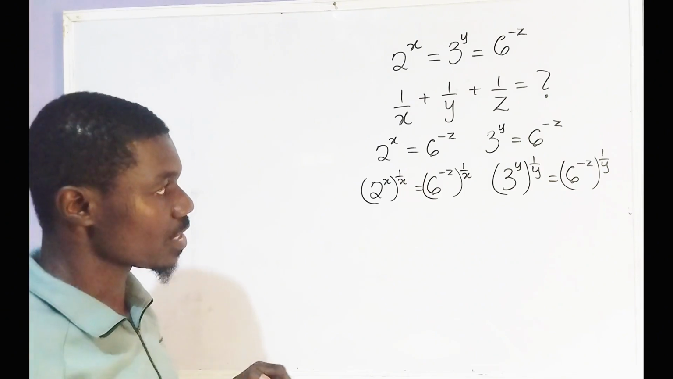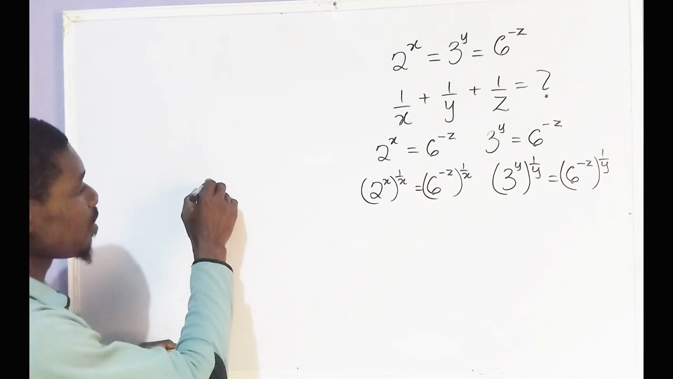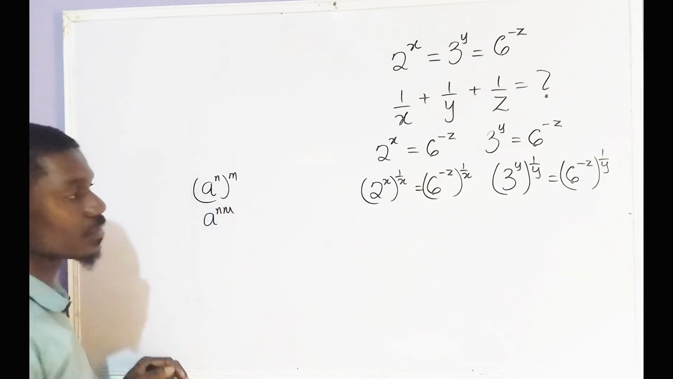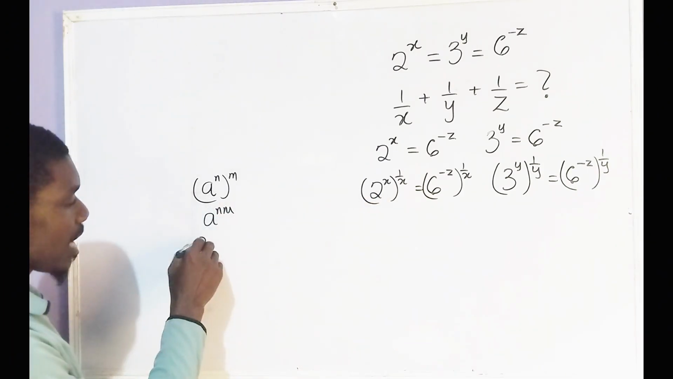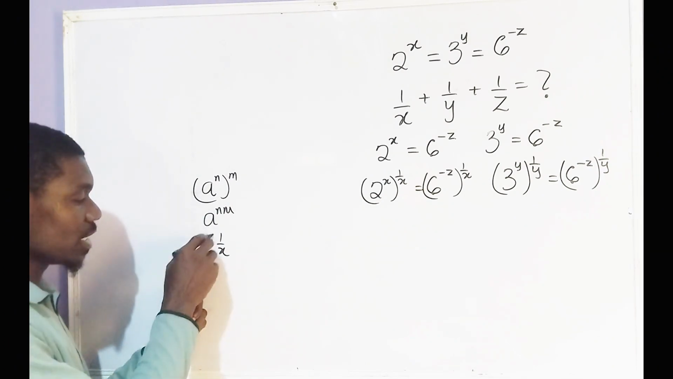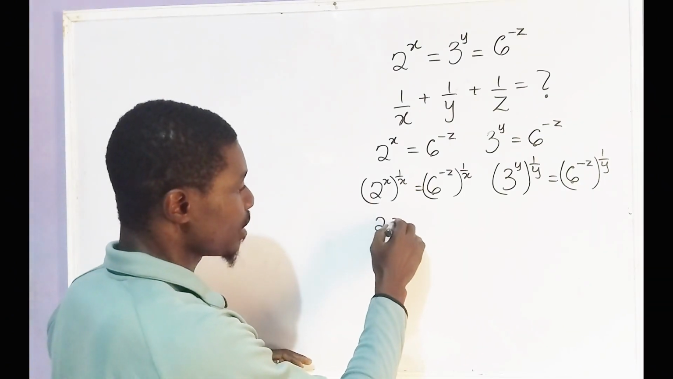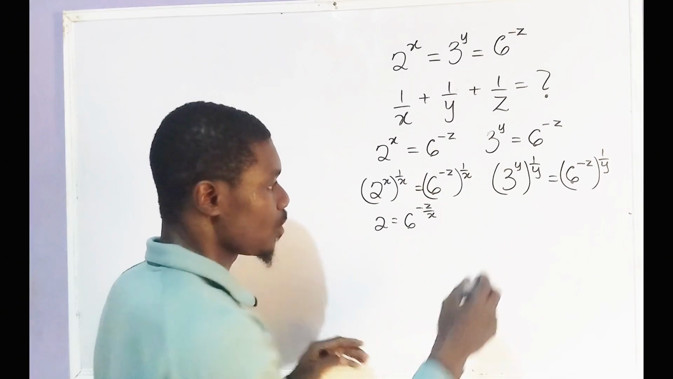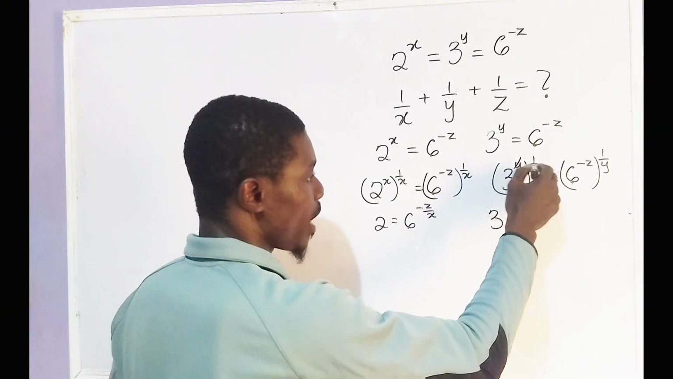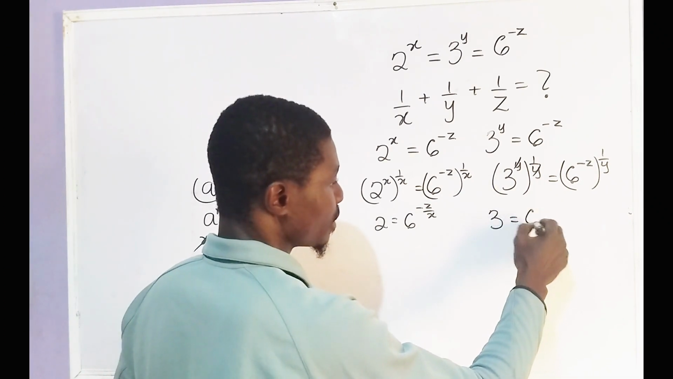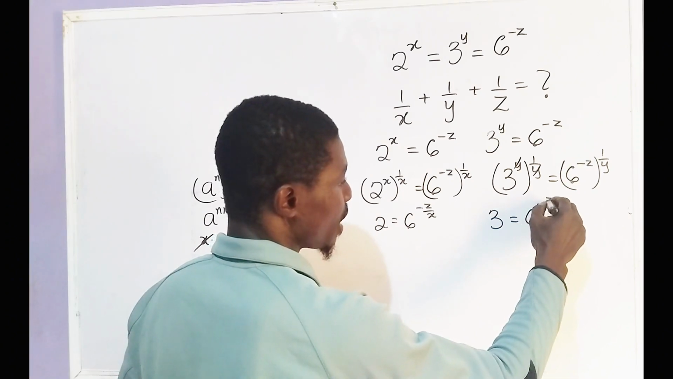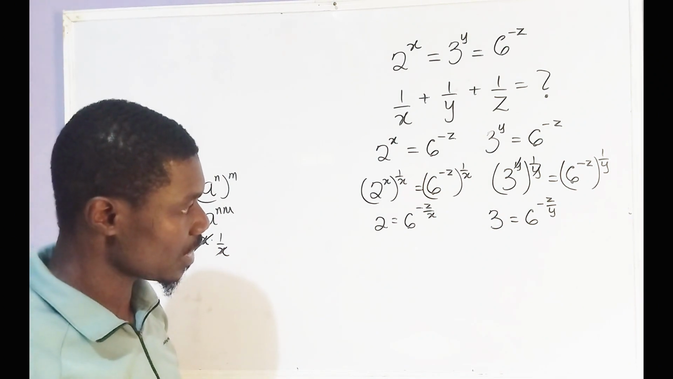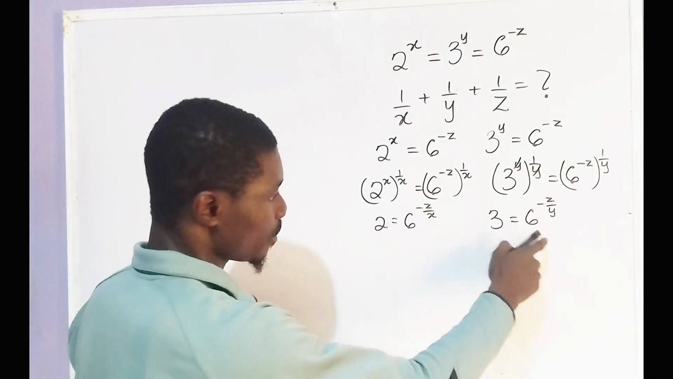Now we know that according to the law of indices, if you have a raised to the power of m, all raised to the power of n, it implies a raised to the power of m times n. Applying that rule here, x times 1 over x eliminates x, so we are left with 2 equals 6 raised to the power of minus z all over x. We also have 3, because y eliminates y, equals 6 raised to the power of minus z all over y. Let's say this is equation 1 and this is equation 2.